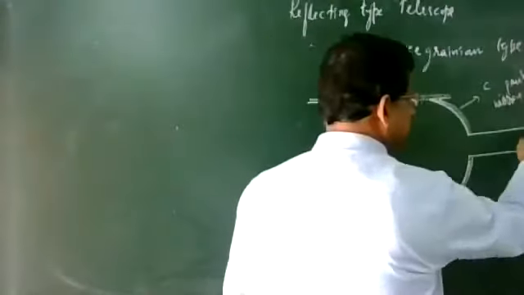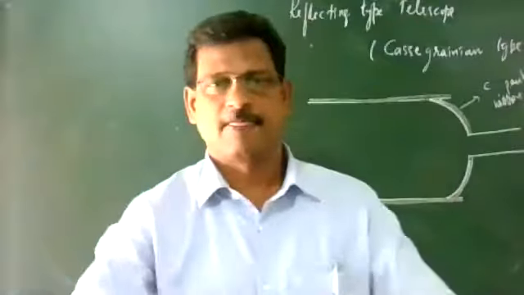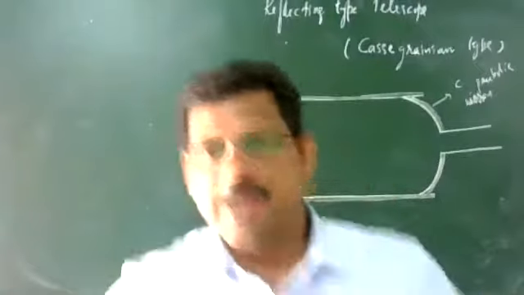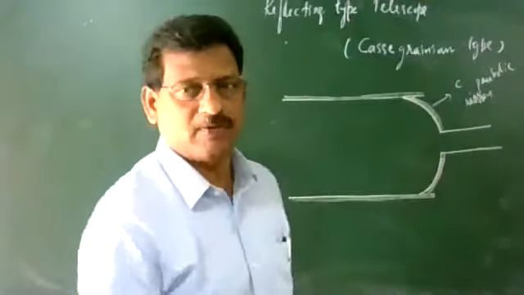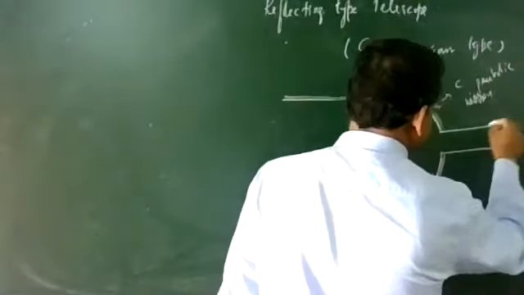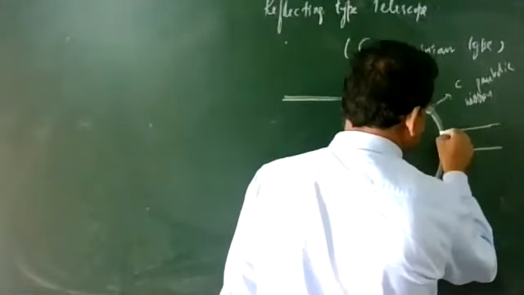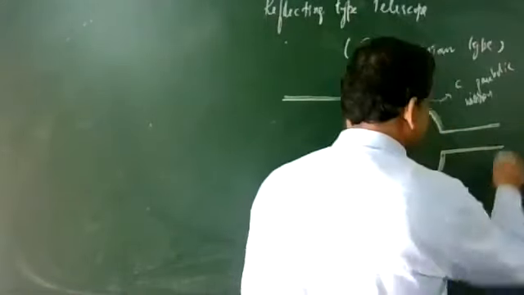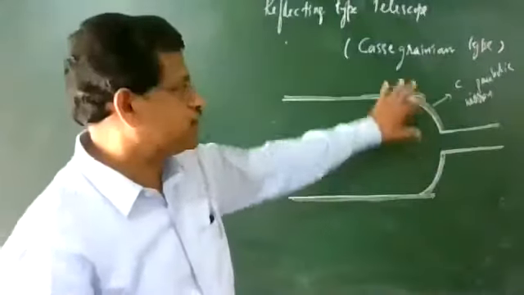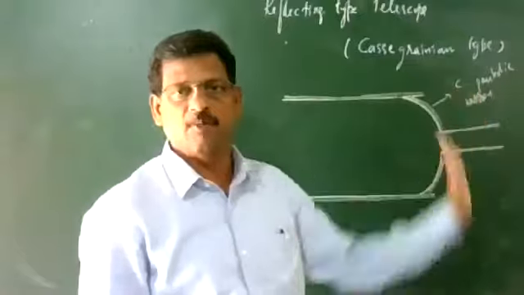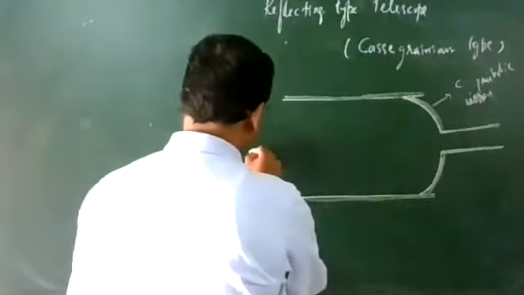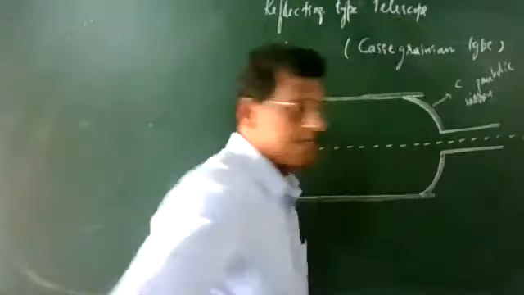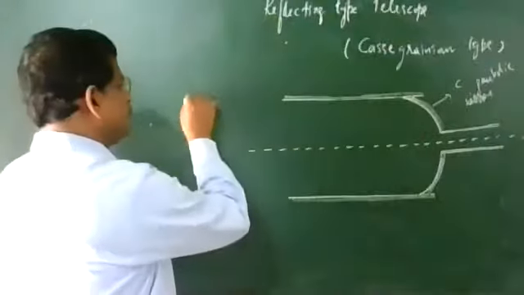At the end of the pipe, we fix the eyepiece. The eyepiece is usually a convex lens. There is a tube here that can move to and fro, and we fix the convex eye lens here. The first part is the large concave parabolic mirror, and this is the principal axis.